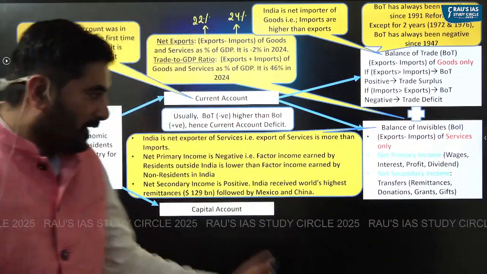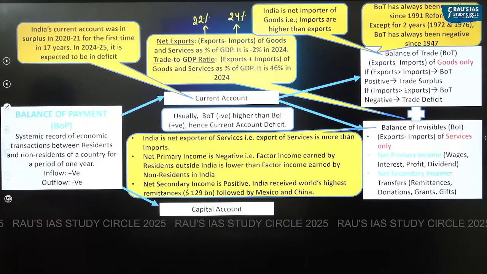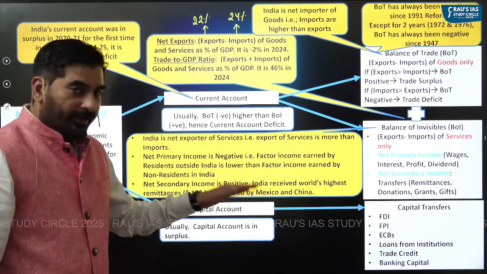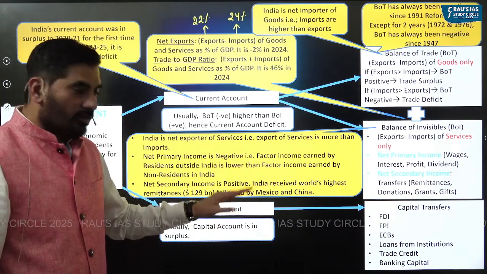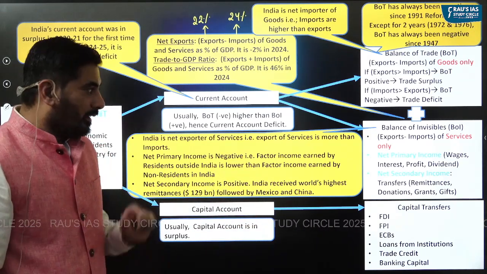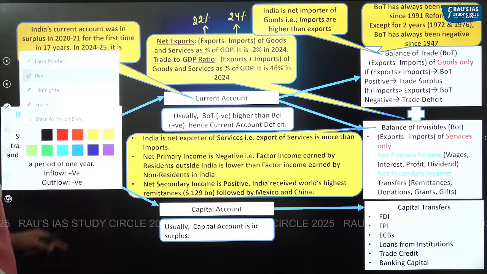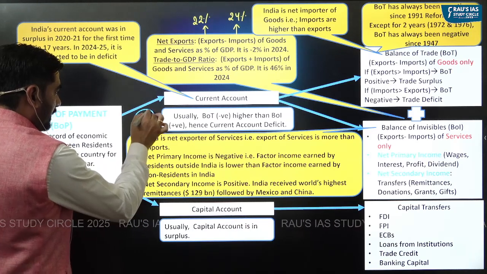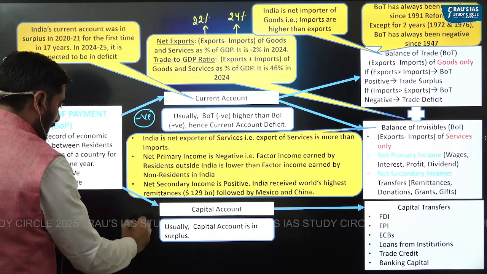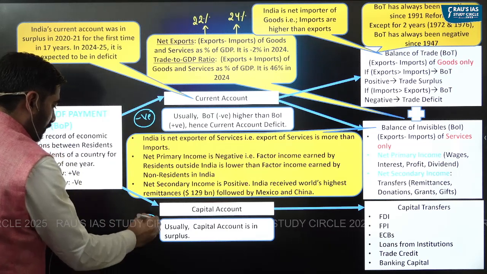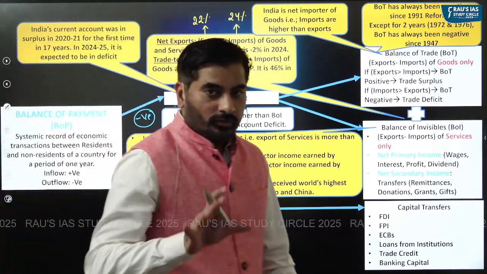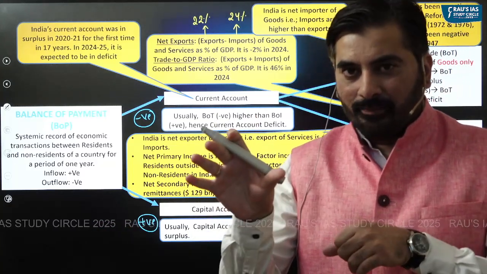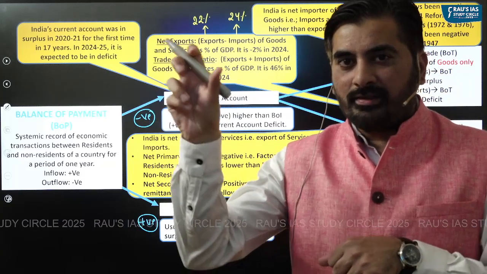Apart from that, let's see here. Coming to capital account. Capital account will include capital transfers like FDI, FPI, external commercial borrowings, loans, and so on. In India, like I said, current account is usually negative, but fortunately, capital account is usually positive. So think of BOP. BOP is current account, which is negative, plus capital account, which is positive.